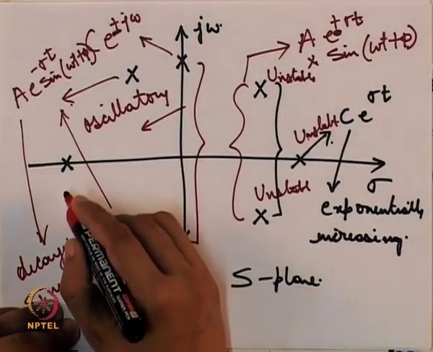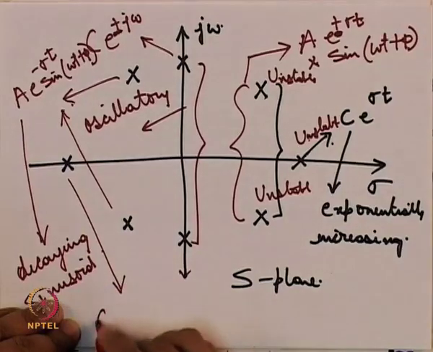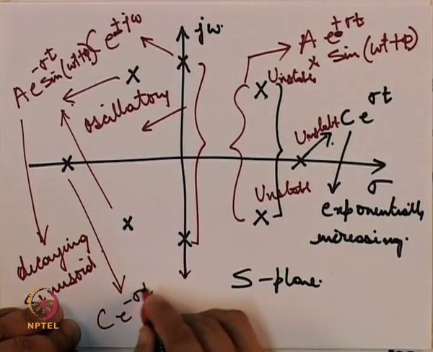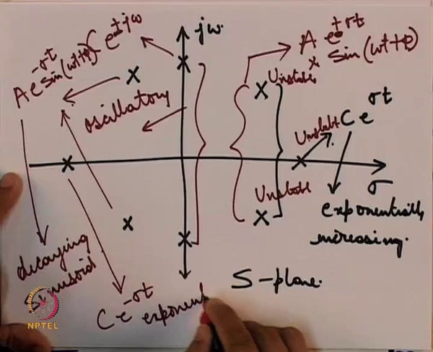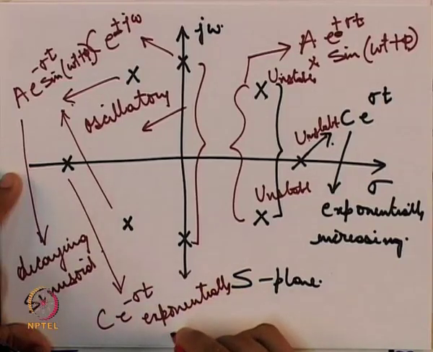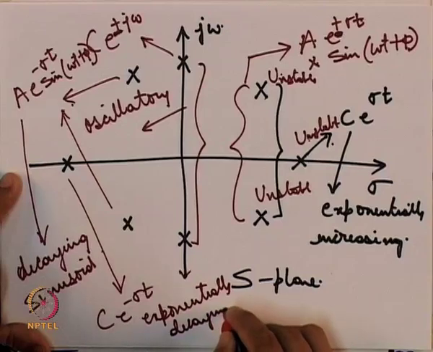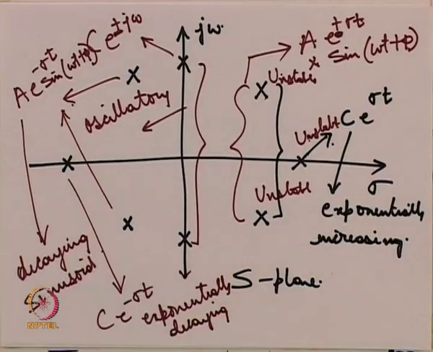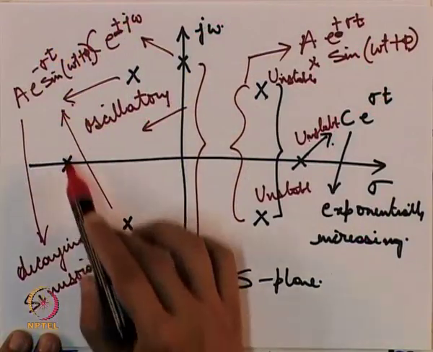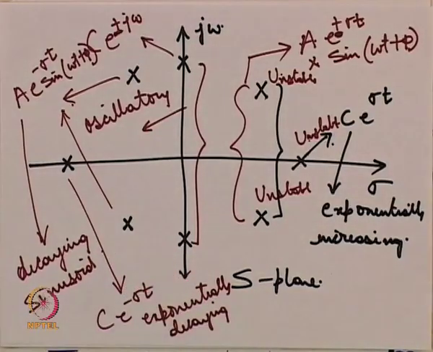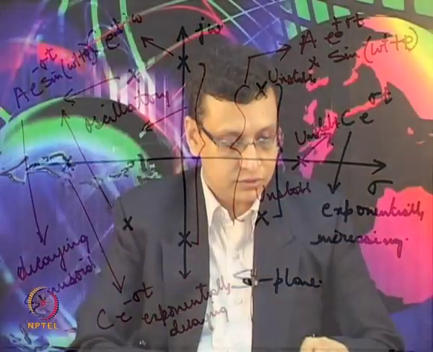And finally, for this particular case, we will get an output which is of this nature. So this is exponentially decaying. This also, as we can see, for a bounded input, since the output becomes 0 after some time, a pole placed in this region also represents a stable system. So with this, we conclude our discussion on poles and zeros.